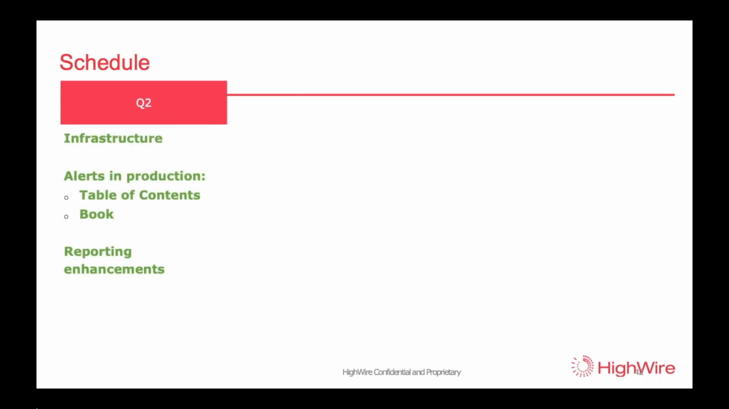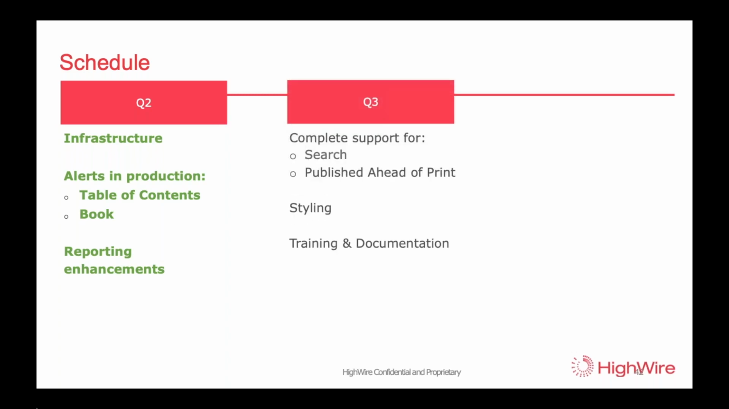So on to the delivery schedule. So far, we've built much of the new infrastructure for the new alert system and have table of contents and book alerts in production for our first 2 publishers on the service. We also completed some reporting enhancements to better allow you to compare statistics across your alert types and journals. Right now in Q3, we're completing support for search and published ahead of print alerts, as well as styling work to ensure that your email alerts look good across multiple email clients.